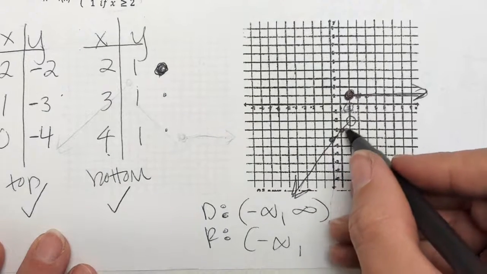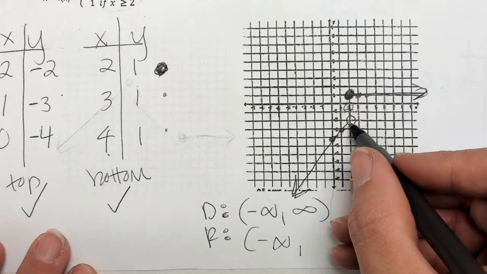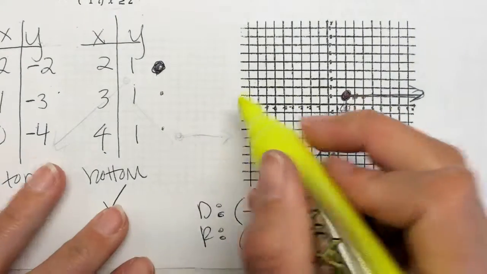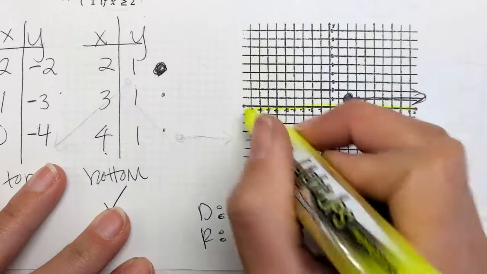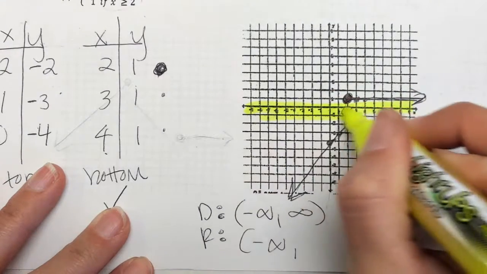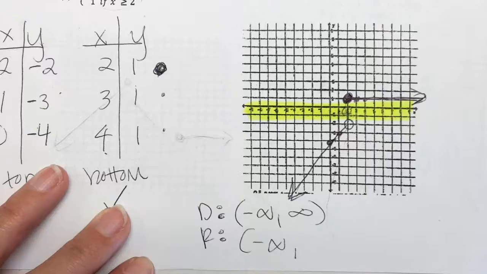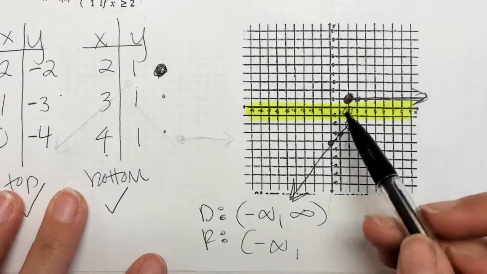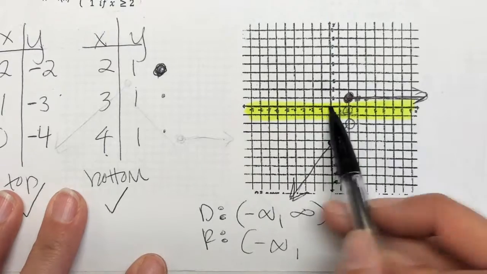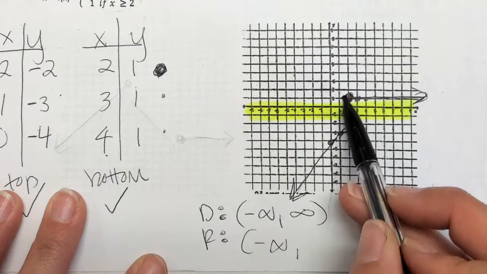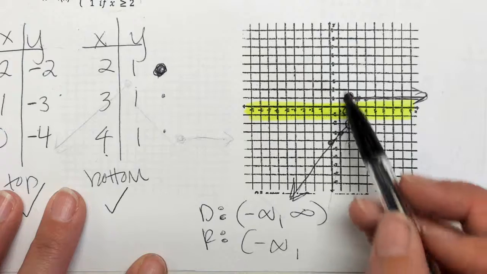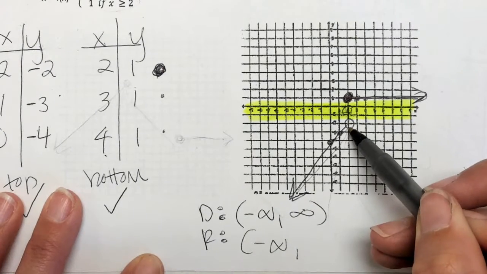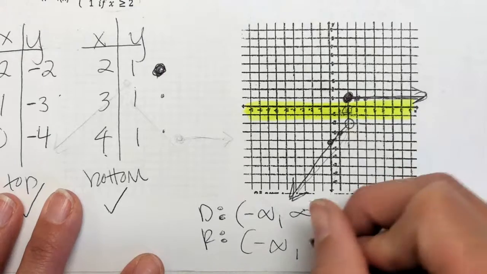But it stops where? So is there any y values from here to here? No. Everybody see that? So for example, there's no y value here, no y value here, and it's just at negative 2 and 1. Everybody see that? The y values? So where does it stop at this piece? What y value? Negative 2. Very good.